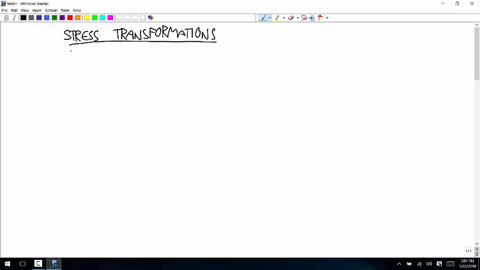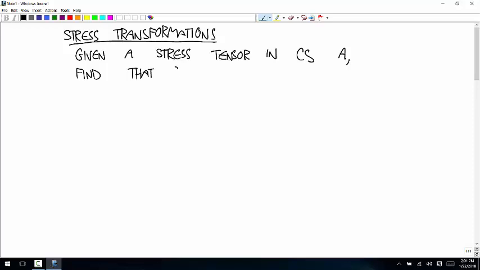And the point of stress transformations is, given a stress tensor in coordinate system A, find that stress tensor in coordinate system B.